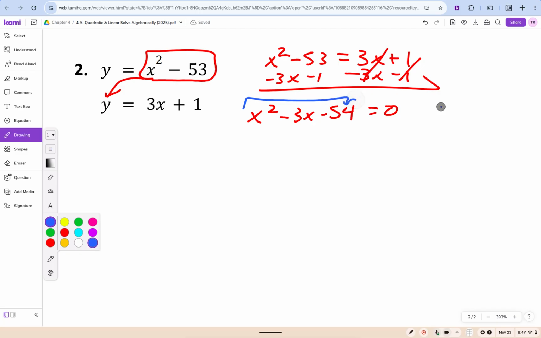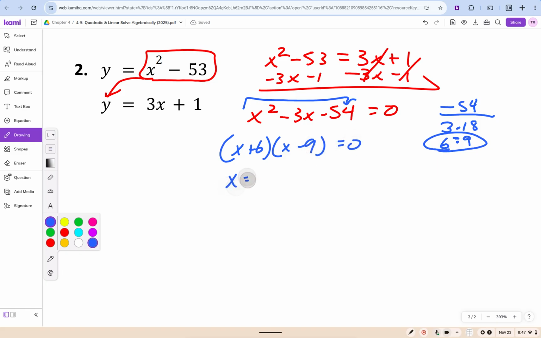1 times negative 54. I know it's not 1 and 54, so let's go through some different numbers here. If I divide by 3, it's 18, I think. 4 doesn't work. 5 doesn't work. 6 times 9. So there is a difference of 3, and I want negative 9, so that 6 minus 9 is negative 3. So x plus 6, x minus 9 are my factors, which means my answers are the opposite. So I've got x equals negative 6 and x equals positive 9.